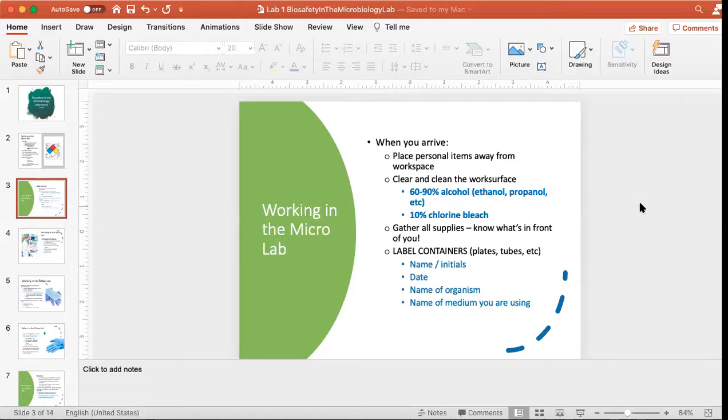After you drop off your personal items and you're ready to get to work, really in any lab space, but especially in a microbiology lab, you have to clear and clean off your workspace. That might be just a little area, 2 feet by 2 feet on a bench somewhere, or you may have the entire bench to yourself. But the very first thing you need to do is clear it, number one, and clean it. And by clean it, I mean disinfect it.